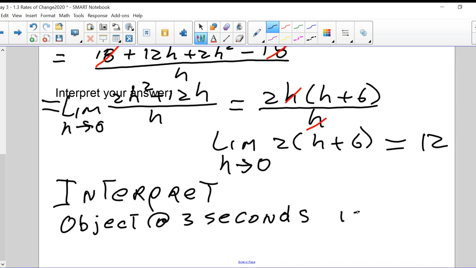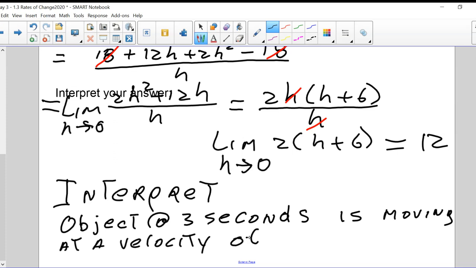At 3 seconds is moving at a velocity of 12 centimeters per second, right? So at that point, now, does that velocity change as we go along?